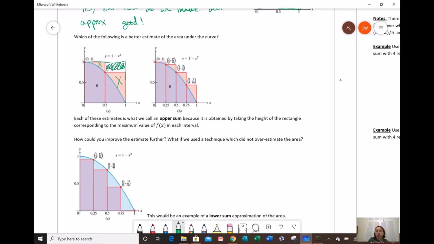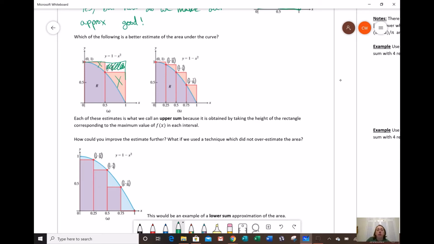So if two rectangles improved our approximation, what we're doing now is we're trying more rectangles. So here we have 4 rectangles. They each have the same width, the same base, but the heights are all different. The heights are the function value at what we call the left endpoint. So for this interval here, they use the function value at 0 to get the height. For the second interval, they use the function value at 0.25 to get the height. And for the third interval, they use the function value at 0.5 to get the height. So they always use the left endpoint. So they didn't use 1.